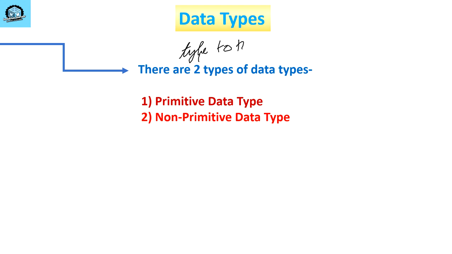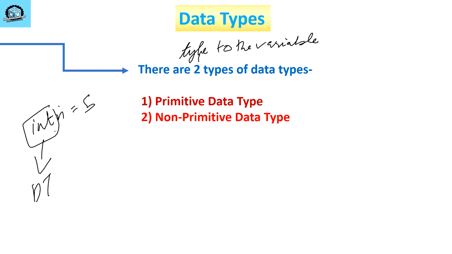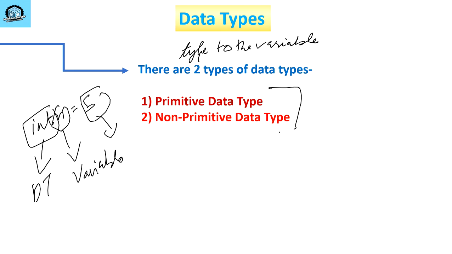You already know, suppose I'm writing int n equals to 5. This is the data type, this is the variable, and this is the value to that variable. Okay, now we are having two types of data type. We will be discussing primitive and non-primitive.